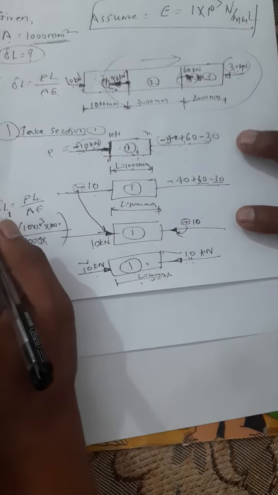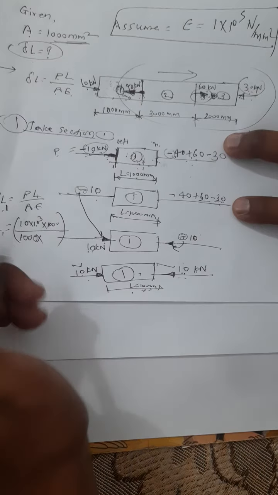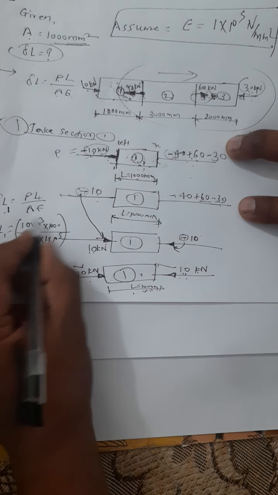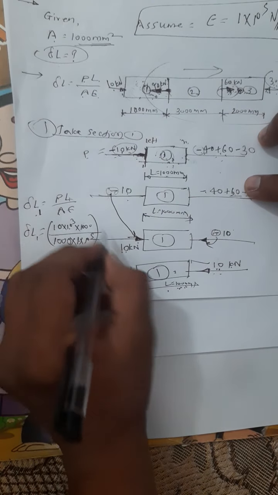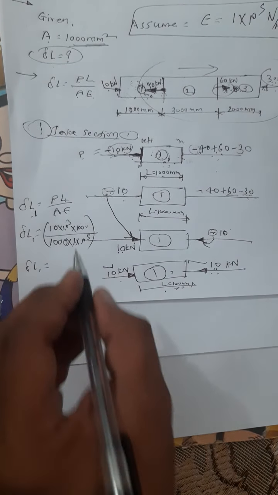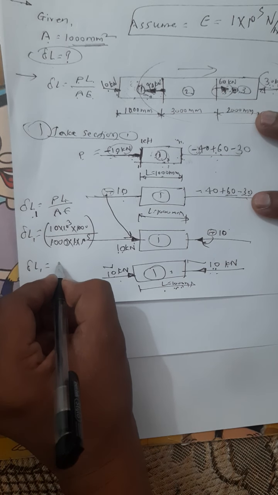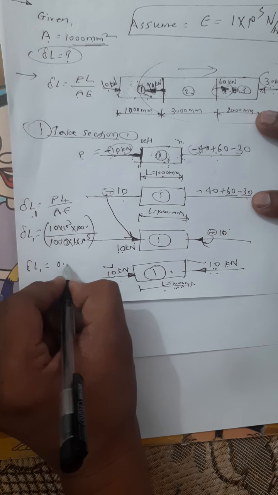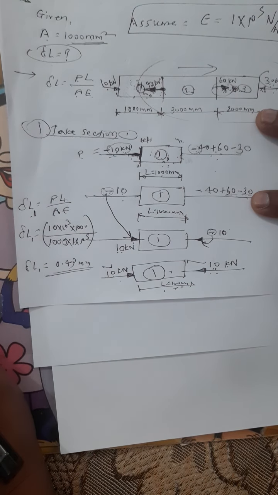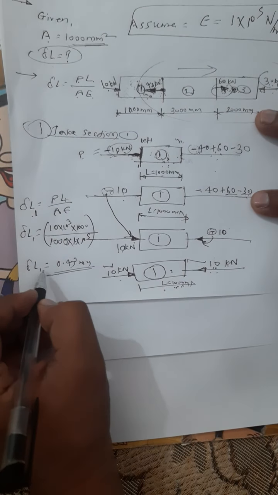So Young's modulus is 1 into 10 raised to 5. If you solve it and calculate, we get the change in length as 0.43 something mm. Okay, my dear students, so this is change in length 1.